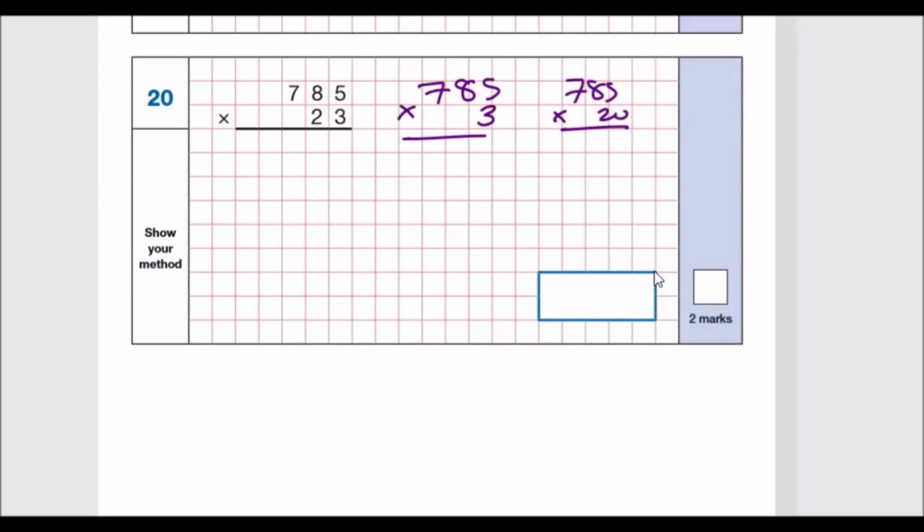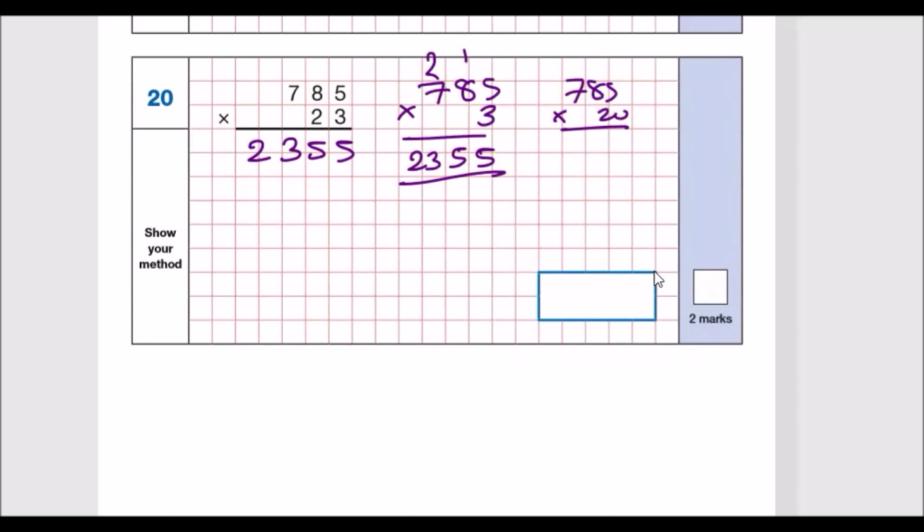So let's times it by 3 first. So just times 3 by every digit. So it'll be 3 times 5 is 15, 5 carry the 1. 3 times 8 is 24, plus 1 is 25, carry the 2. And 3 times 7 is 21, plus 2 is 23. Okay, so that's done. So that's one goes here.